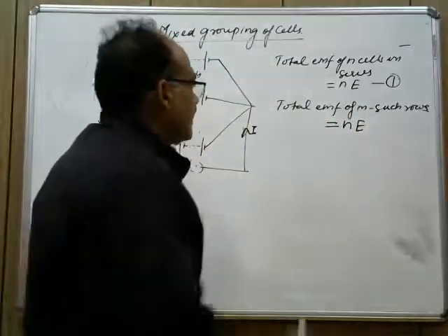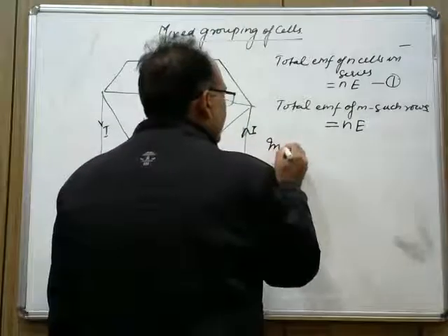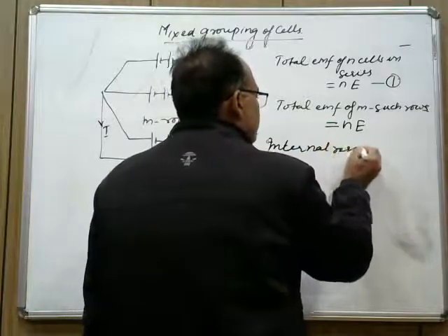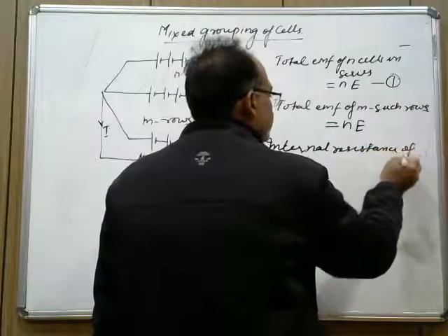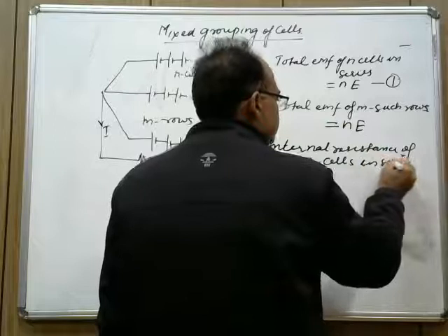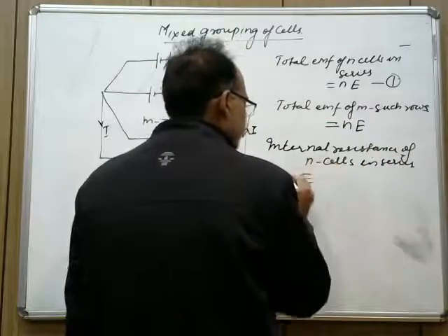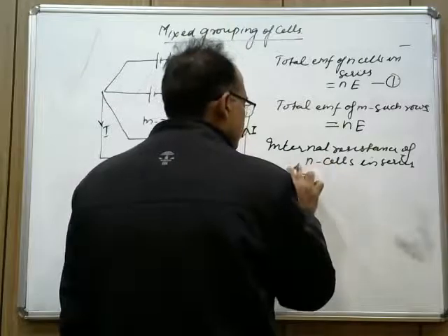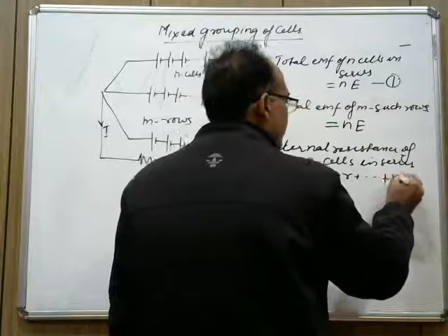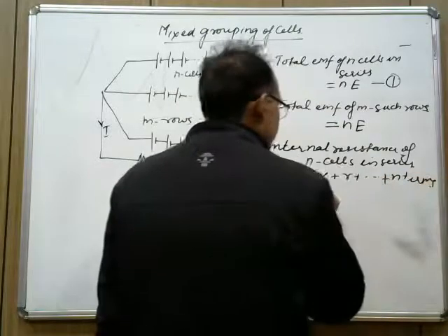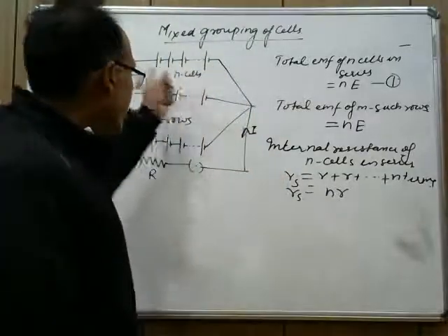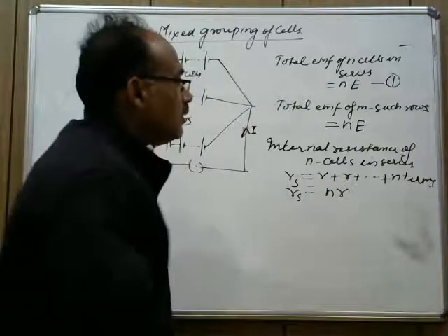Now come to internal resistance. Internal resistance of n cells in series, कितना हो जाएगा? Rs is equal to r plus r plus r up to n terms, that is nr. तो Rs कितना हो गया? nr, यानी एक रो का रेजिस्टेंस कितना हो गया? nr हो गया. Let this be equation 2.